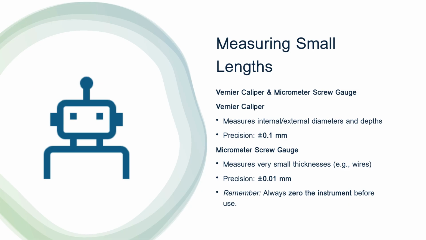For even smaller measurements, like the thickness of a single sheet of paper or the diameter of a thin copper wire, we use the micrometer screw gauge. This tool is incredibly precise, reaching 0.01 millimeters. A critical step with both tools is checking for zero error, ensuring the device reads exactly zero when closed. If it doesn't, you must subtract that error from your final reading to stay accurate.